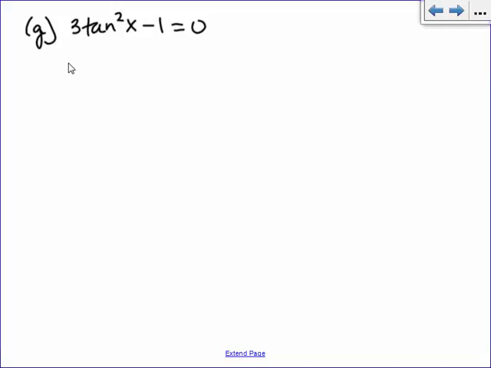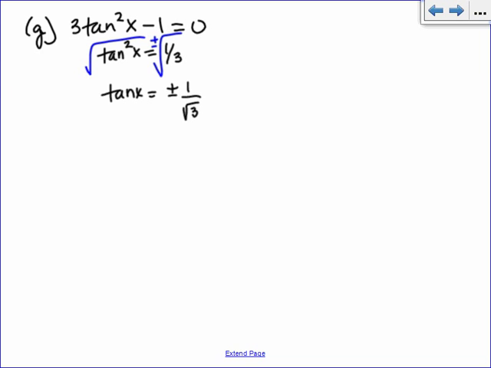So for G, if you add the 1 over and divide by 3, you get tangent squared x equals 1/3. And when you take the square root, you write plus or minus, right? So we get tangent of x equals plus or minus the square root of 1/3. So if I take the square root of the top, I get 1. If I take the square root of the bottom, I get root 3. So many of you probably rationalized and multiplied by root 3 over root 3 and got that tangent was equal to plus or minus root 3 over 3. And then you might have gotten stuck.